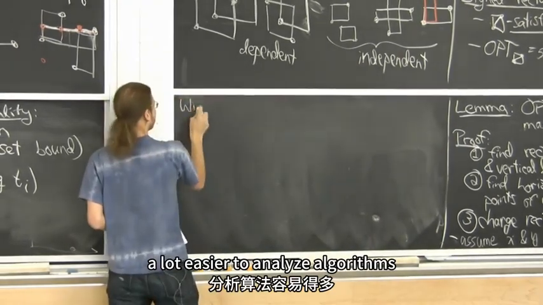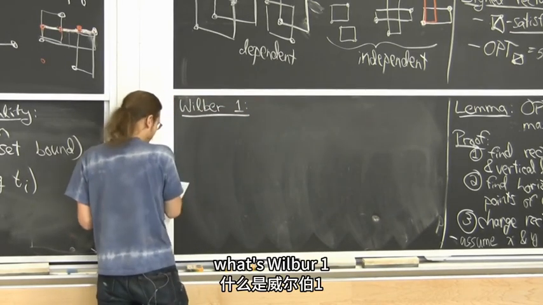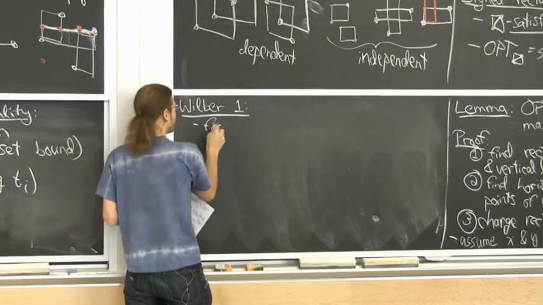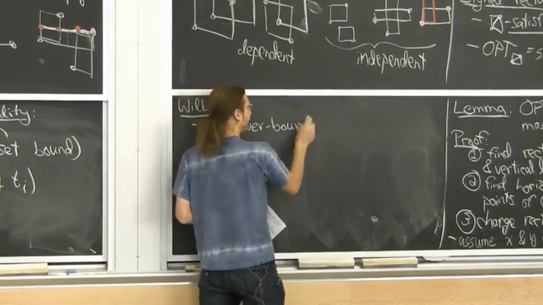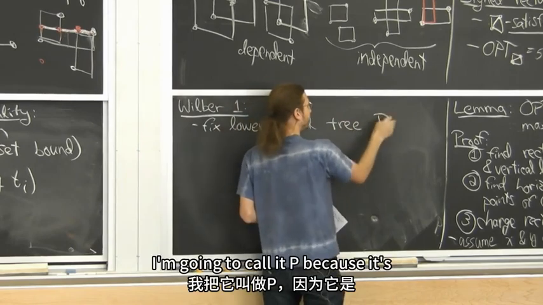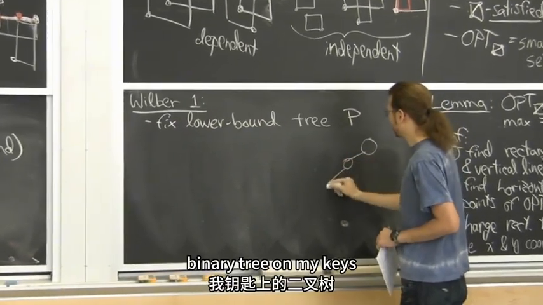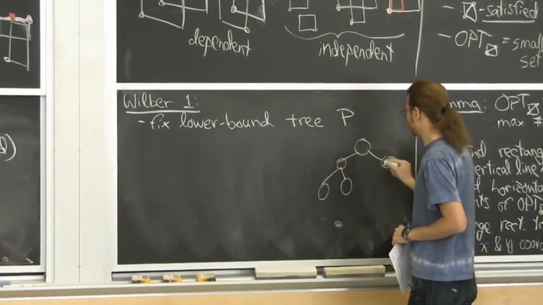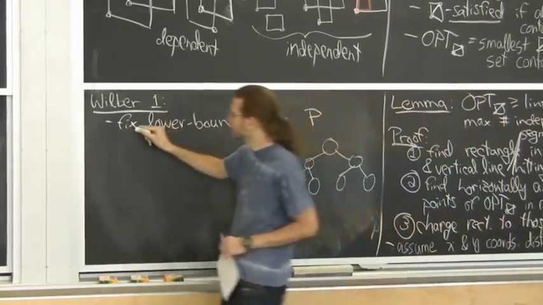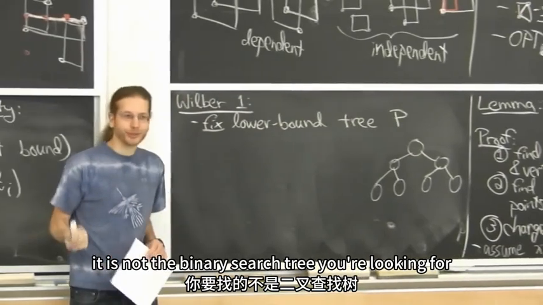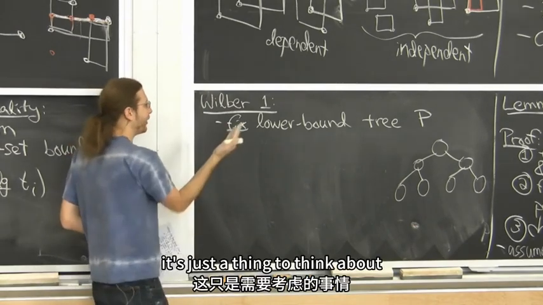It's a lot easier to analyze algorithms with respect to Wilbur 1. What's Wilbur 1? We're going to fix something called a lower bound tree. I'm going to call it P because it's basically going to be a perfect binary tree on my keys. This tree never changes. That's why I say fix. It is not the binary search tree you're looking for. It is not the binary search tree that you're interested in. It's just a thing to think about.